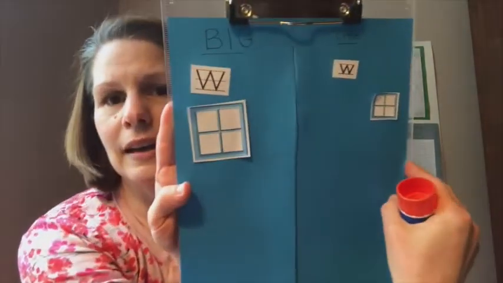Next, I have something we look through every day. A window. Which window is big? It's this one, isn't it? Then this window must be the little one. We'll put the big window on the big side and the little window on the little side. Big and little.